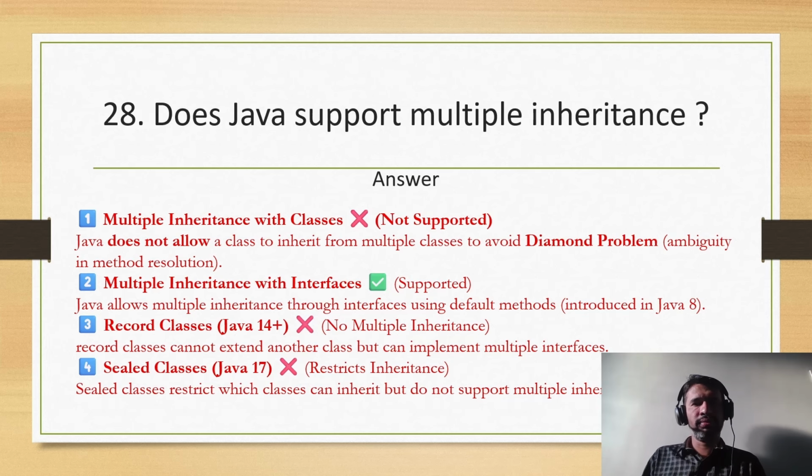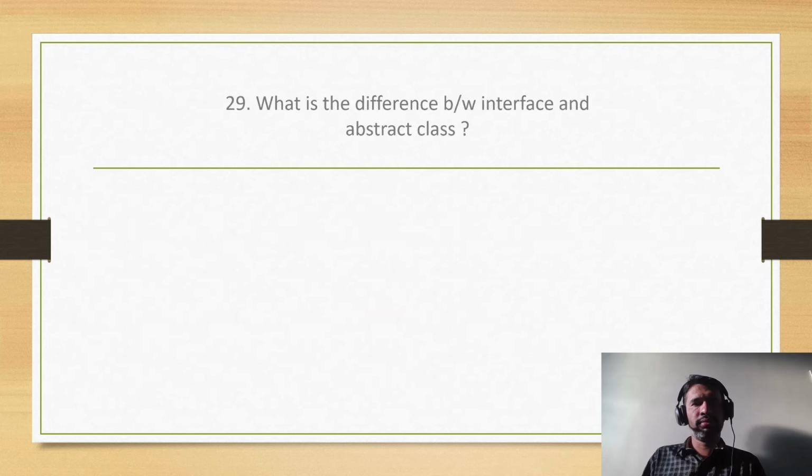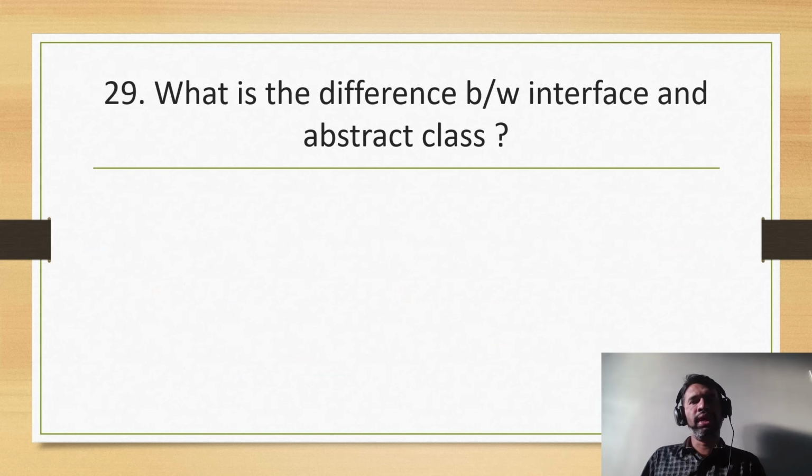Let's move on to the next question. What is the difference between an interface and an abstract class? This is one of the interesting questions. Till Java 7, there was a certain set of behaviors. After Java 7, some behaviors changed. Let's understand in detail.